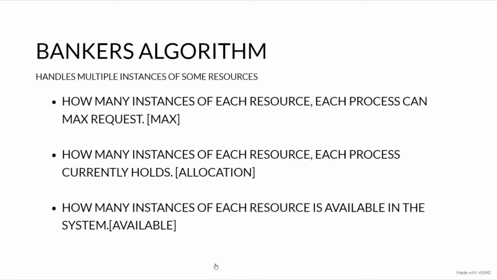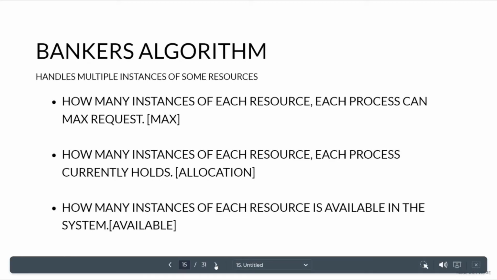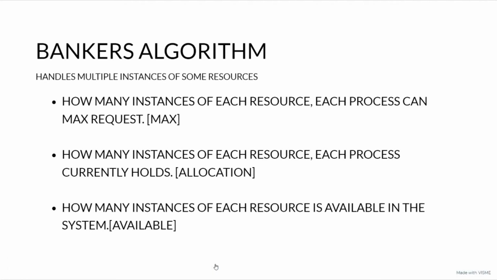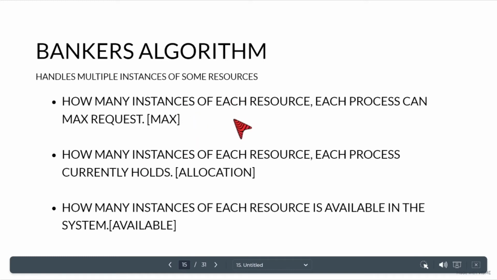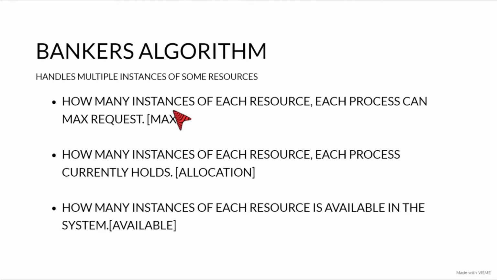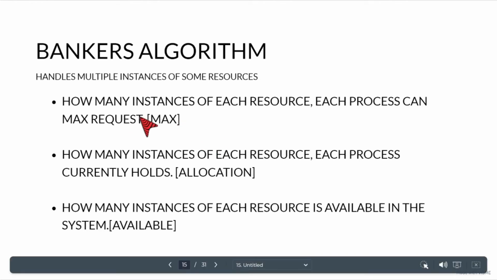Banker's algorithm. The next thing we are going to see is deadlock avoidance with Banker's algorithm. How many instances of each resource can each process request at max? Like how many resources a particular process can request at max? That is what is mentioned here. The max is a 2D array. So the number of resources a particular process can request at max is denoted by max.